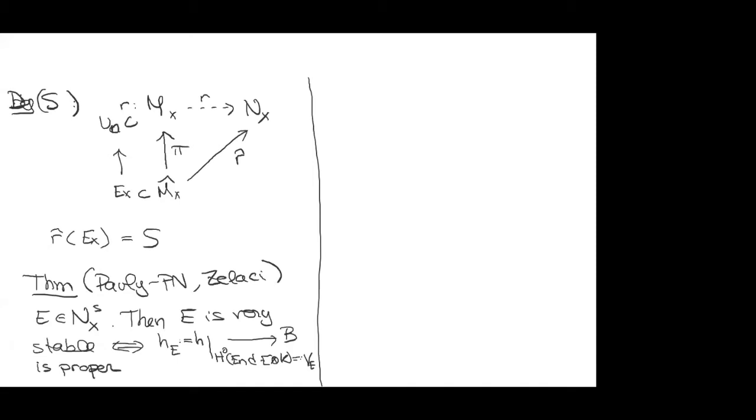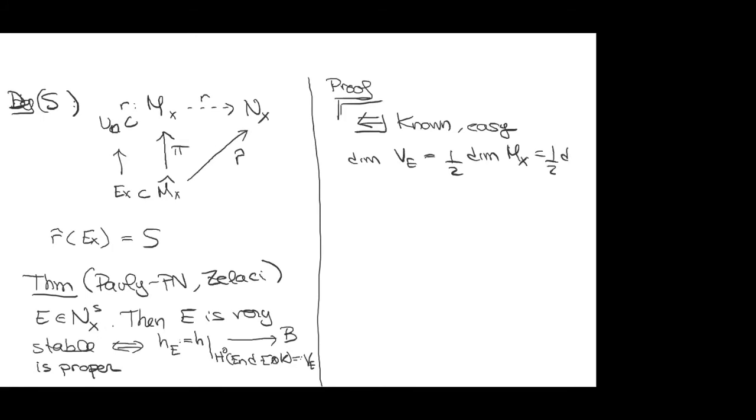Okay, so the proof is very elementary and really nice. This direction was known, I mean, this is nothing new. It's very easy. As John remarked in the chat on Slack, what happens here is that a proper map between affine spaces of the same dimension is finite. The dimension of V_E is 1/2 the dimension of the moduli space, which is 1/2 the dimension of the Hitchin base.